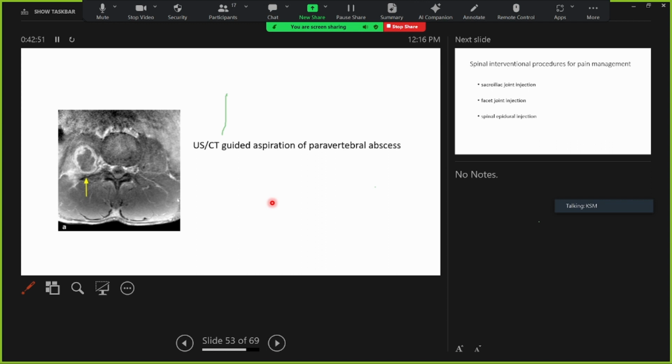This patient has a paravertebral psoas abscess. This is an MRI. This kind of thing can be both diagnostic and therapeutic. We can take samples for diagnosis, and then we can drain it, or place a tube for slow drainage, and treat and manage the patient.